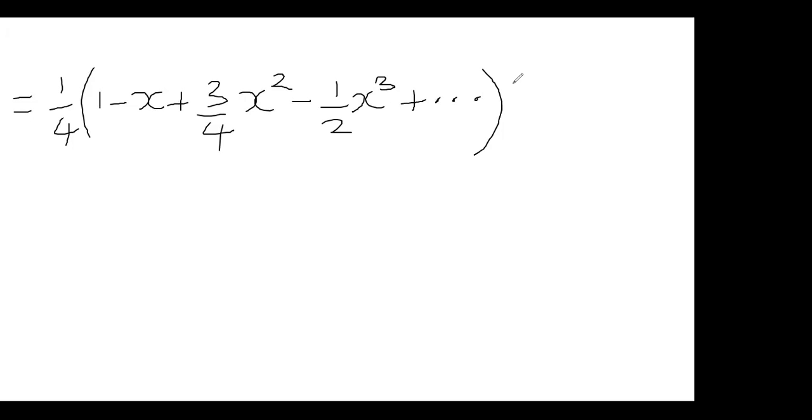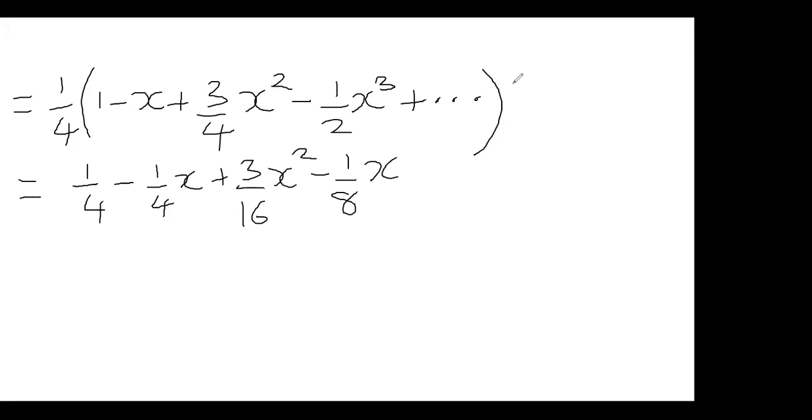So for what values of x is this valid? You can even write it as, you can multiply throughout by the 1 over 4 if you want. You can have 1 over 4 minus 1 over 4 x plus 3 over 16 x squared minus 1 over 8 x cubed plus that. So valid for which values?